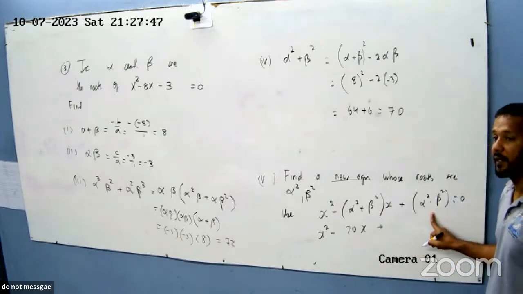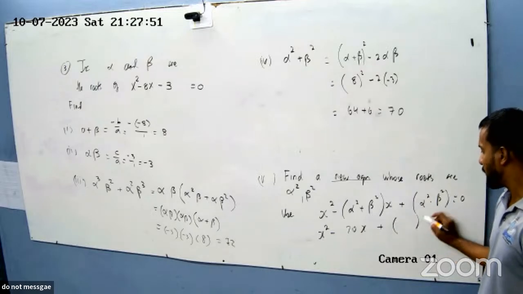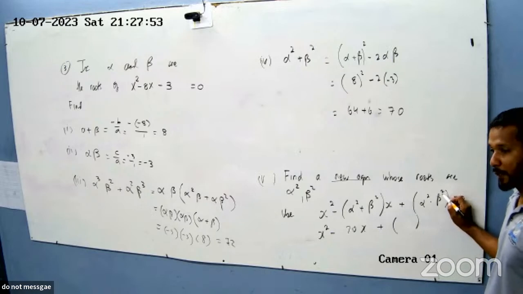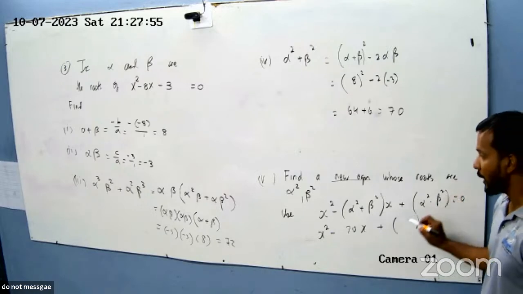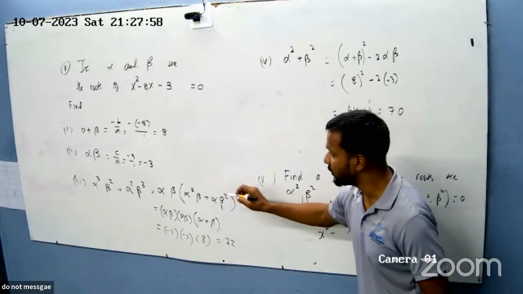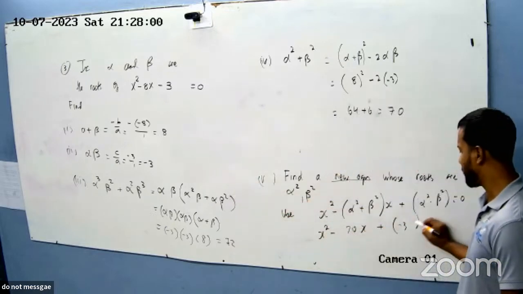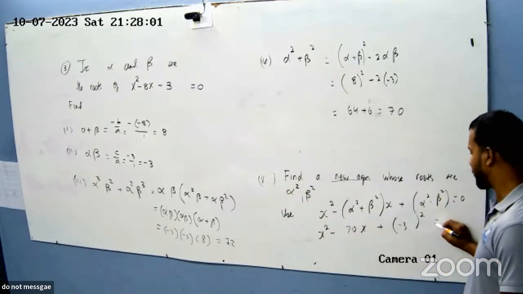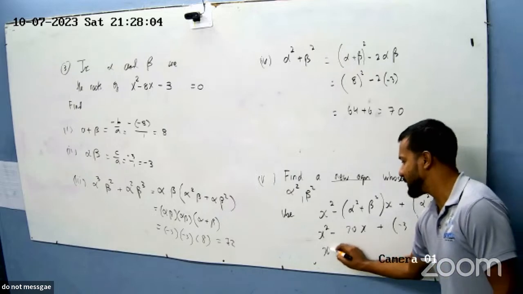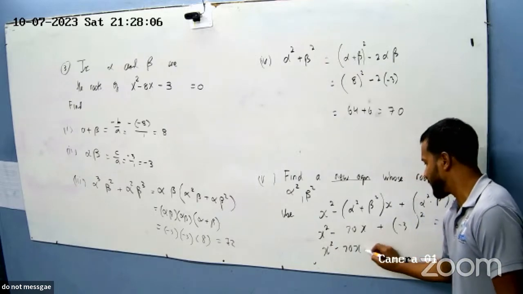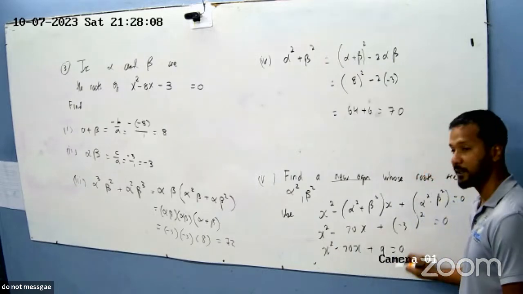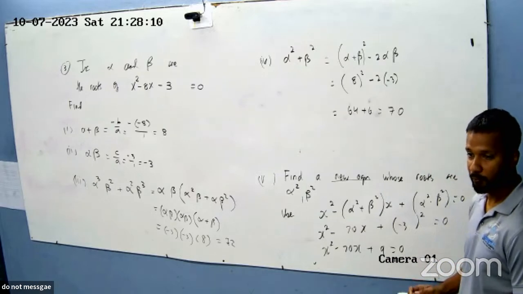So it will be alpha beta all squared. Alpha beta is minus 3, so it's 9. So your final answer is x squared minus 70x plus 9. Are you okay with that?